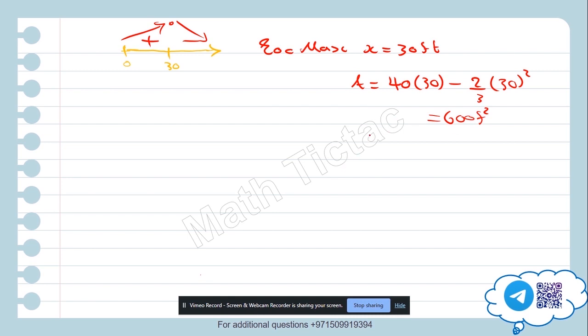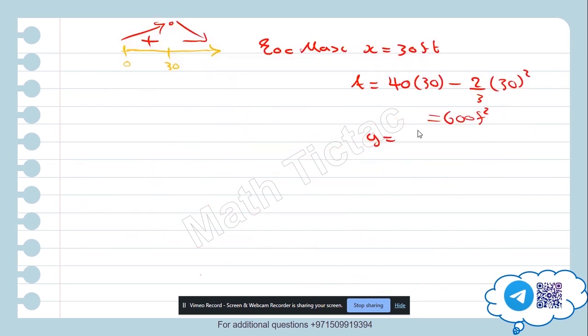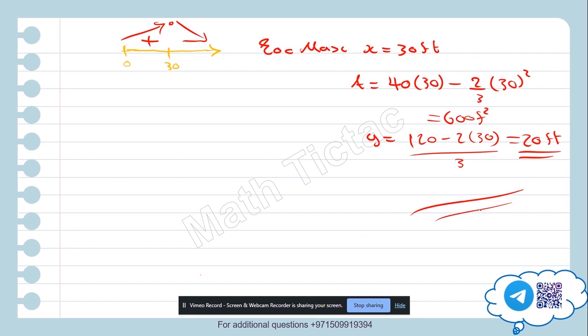Now after that I can find the value of y also, which is equal to what? 120 minus 2 multiplied by 30, over 3. So 120 minus 60, which is 60, divided by 3, which is equal to 20. Perfect. That's it. This is my final answer for this question.